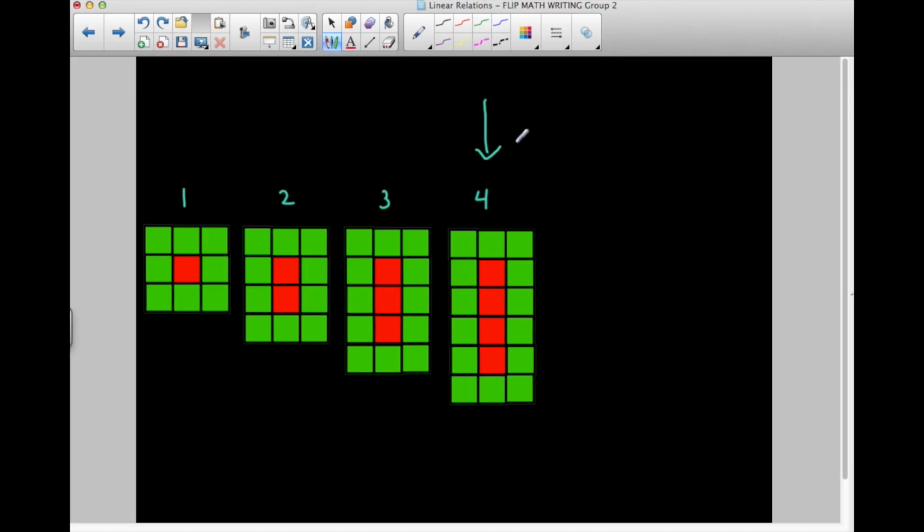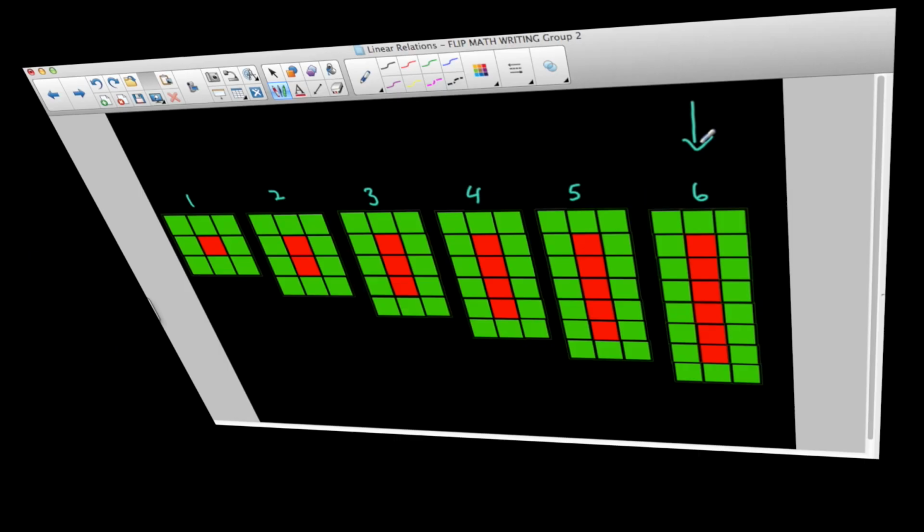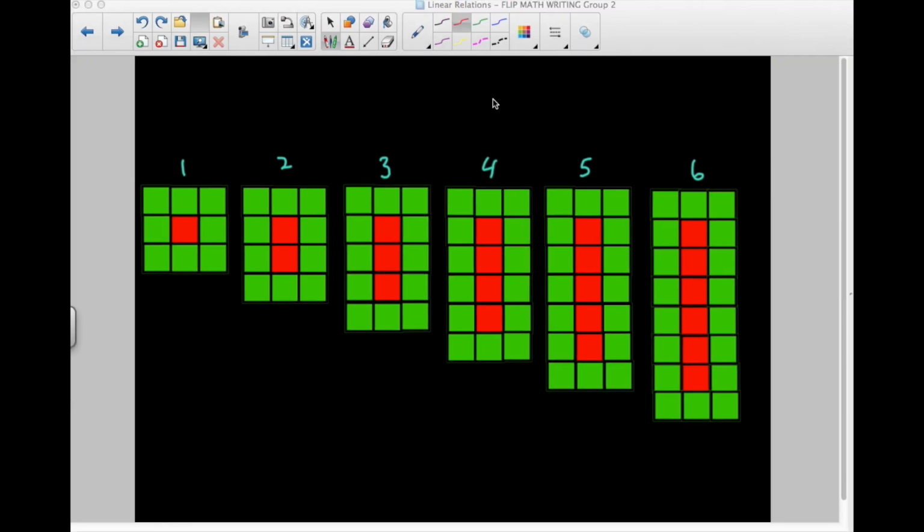Here is what shape 4 looks like. Are you on the right track? Good. Now let's have a look at shape 5. Here's what shape 5 looks like. Are you starting to see the pattern? Good. Think about the number of red blocks and the number of green blocks. Here is our 6th shape in the sequence below. What is the relationship between the number of red blocks and the number of green blocks?